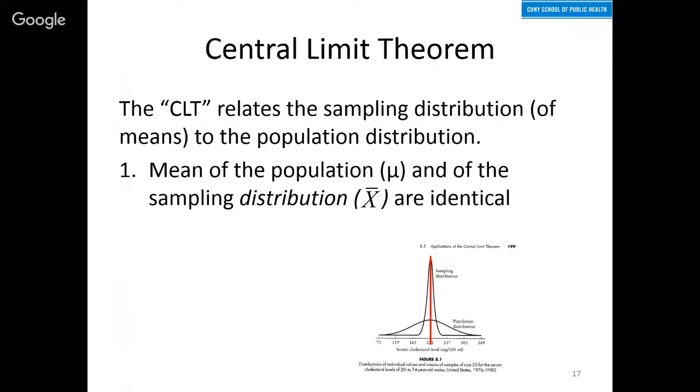But these distributions, the population distribution and the sampling distributions, are related by the central limit theorem, which relates the population distribution and the sampling distribution. There are 3 components to it. The first is that the mean of those 2 distributions are identical.